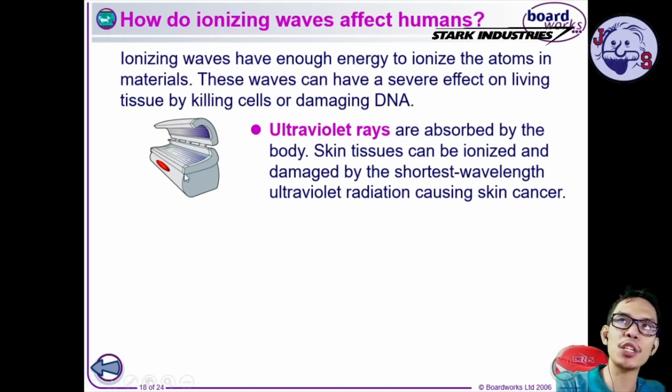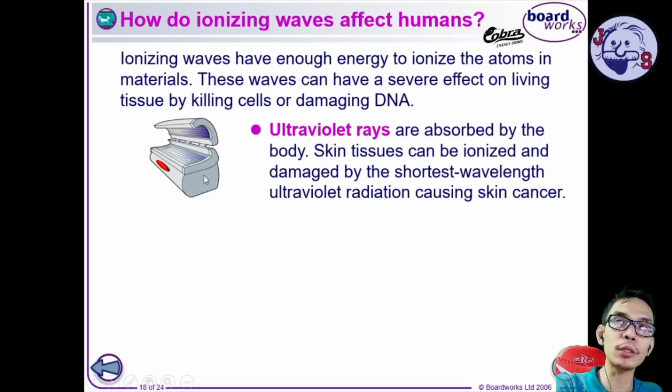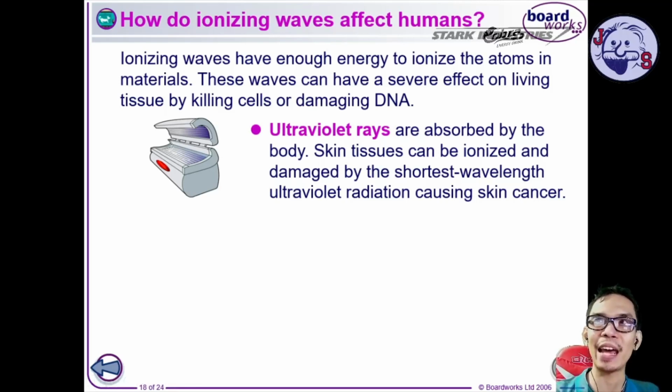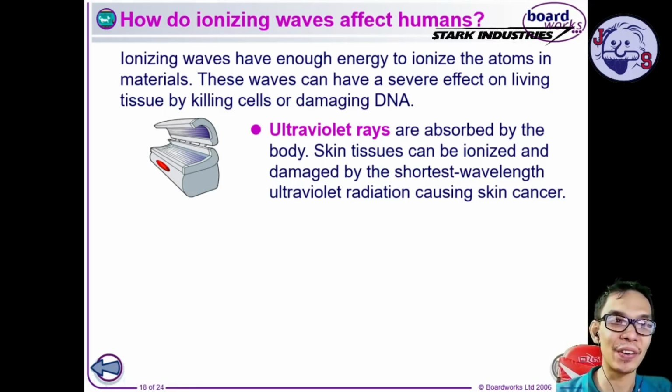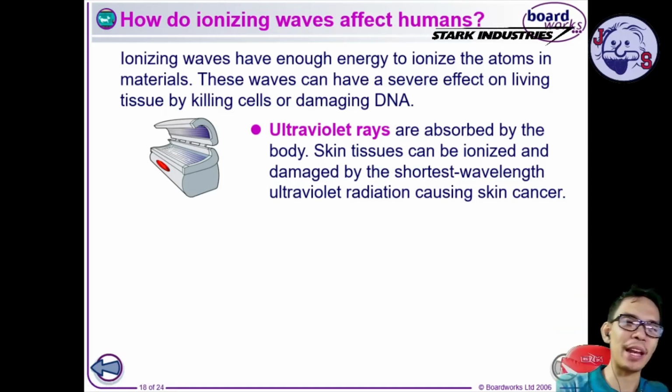An example of this machine is the tanning machine. The tanning machine emits ultraviolet rays, so it is used to make you darker. I don't know why people like to become dark, something like that. Okay, so that is the ultraviolet ray.